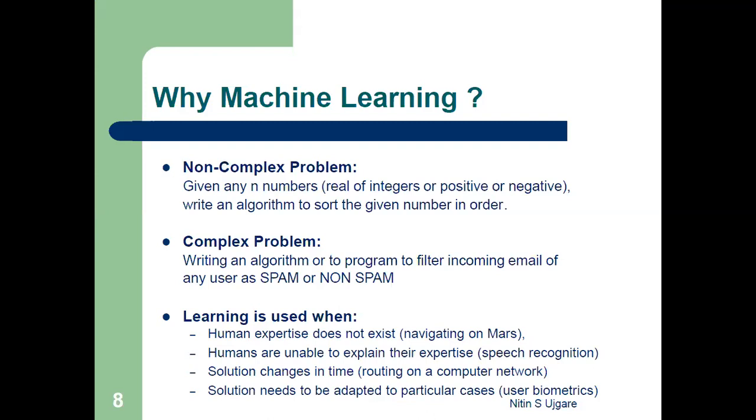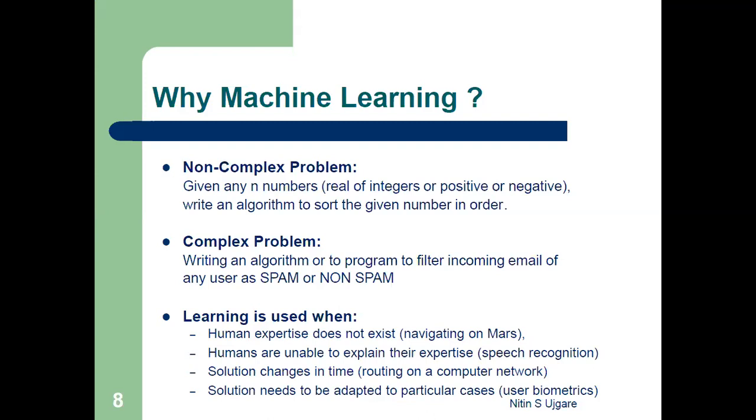Rather, we may think of an algorithm to solve this problem whose decision criteria must change according to the nature of incoming emails and the interest of users. Such algorithms are called data-driven algorithms because the output to be produced depends on the kind of input data given. So in a nutshell, we can conclude that machine learning is used when human expertise does not exist.